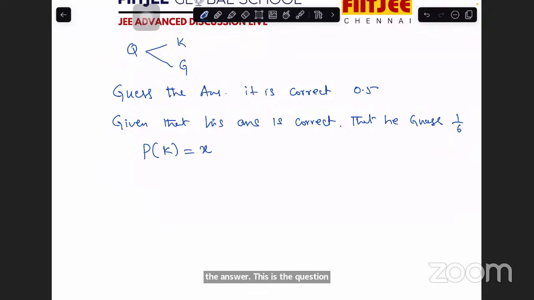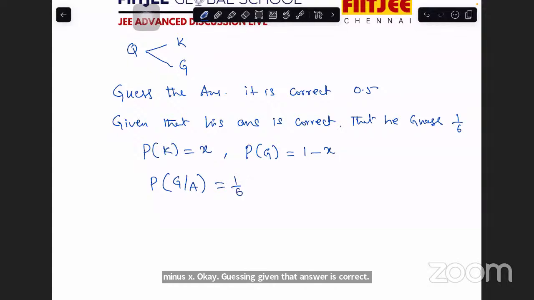Because there are only two cases, he guesses the answer or knows the answer. So when I take he knows the answer as X, then the probability that he guesses the answer is total probability minus he knows the answer, so 1 minus X. And the probability of guessing given that the answer is correct is 1/6. This is given to us.